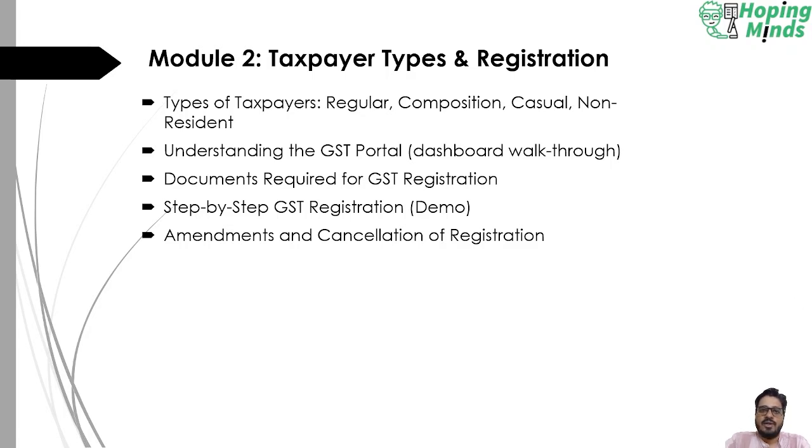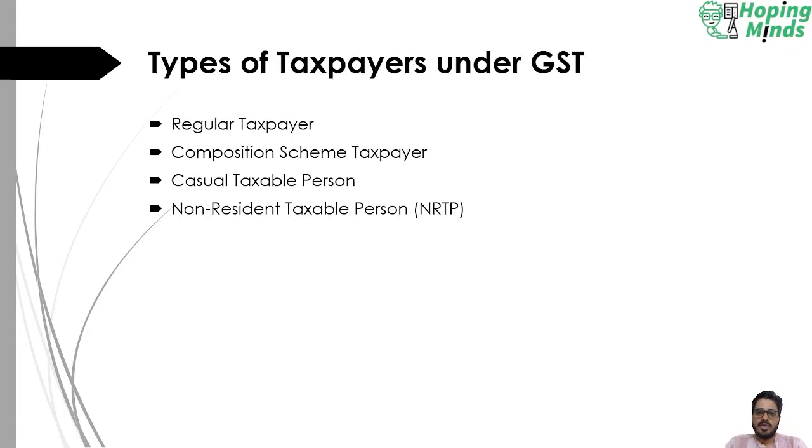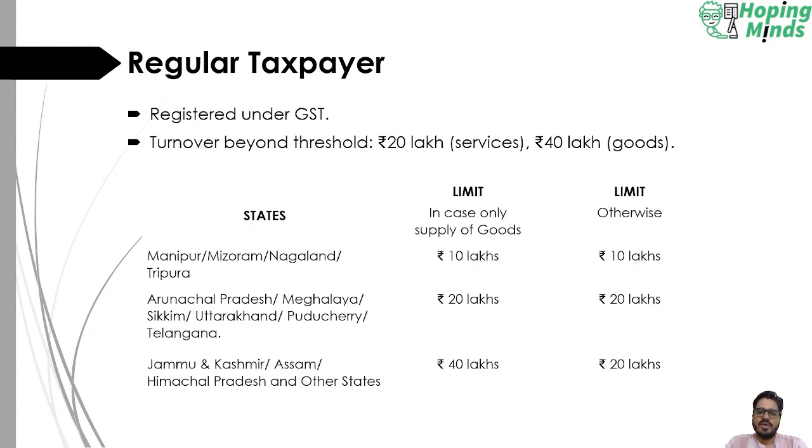So let us start with the first topic, that is types of taxpayers: regular, composition, casual, and non-resident taxable person, that is NRTP. So let us see who is a regular taxpayer. Businesses or taxpayers whose turnover is in excess of rupees 40 lakhs are required to get enrolled under GST. It could be a case of mandatory registration as per the application of section 24 of the Act.